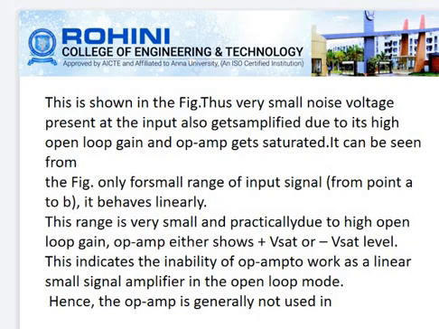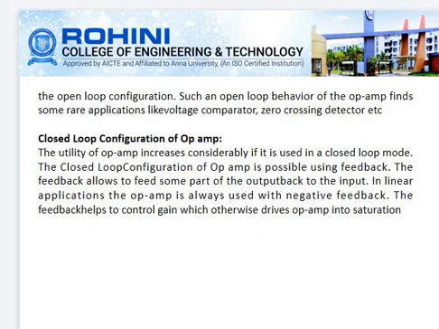Only for a small range of input signal does it behave linearly. This range is very small and practically, due to high open loop gain, the op-amp shows either plus V saturation or minus V saturation level. This indicates the inability of the op-amp to work as a linear small signal amplifier in open loop mode. Hence, the operational amplifier is generally not used in open loop configuration. Such open loop behavior of the op-amp finds some rare applications like voltage comparator, zero crossing detector, etc.